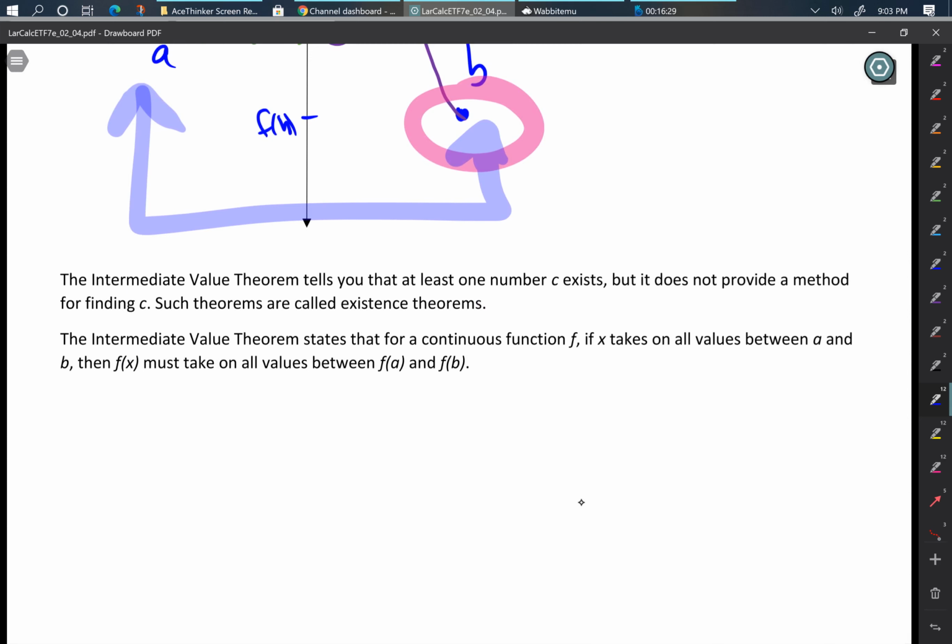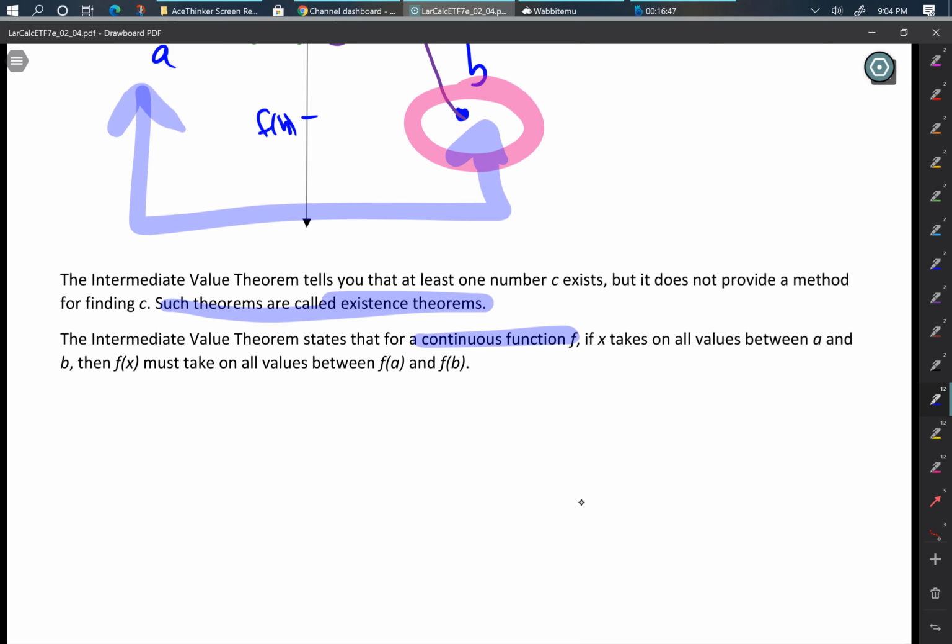Just really quickly, some notation. This theorem is called an existence theorem because it tells us that that value c exists, but it doesn't tell us how to find it. Okay? It just says it's out there. And again, remember, it only works for continuous functions f.